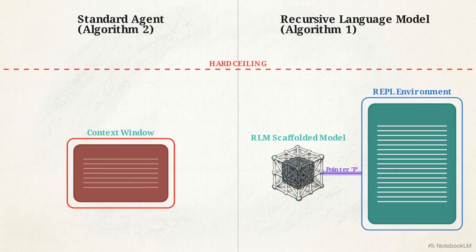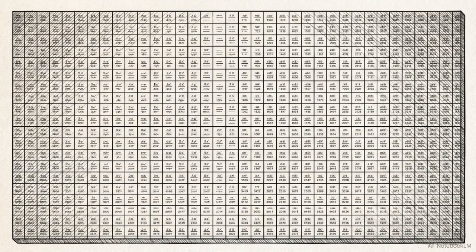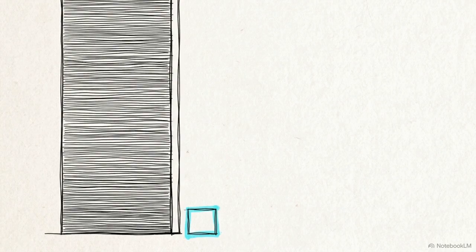The second deviation is the output method. On the left, the agent uses a single finish action, hitting a hard ceiling on token generation. On the right, the RLM produces its answer into a persistent REPL variable. Building the answer inside the REPL allows the system to solve tasks where the correct answer is physically larger than the model's maximum allowed output tokens.